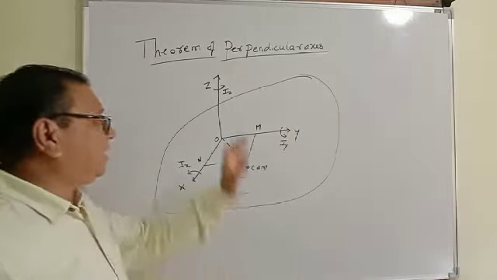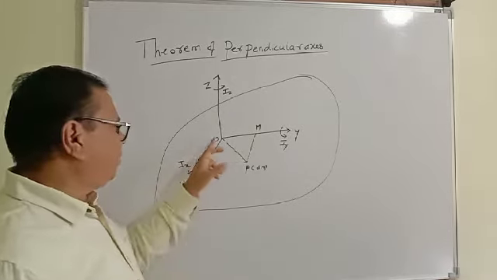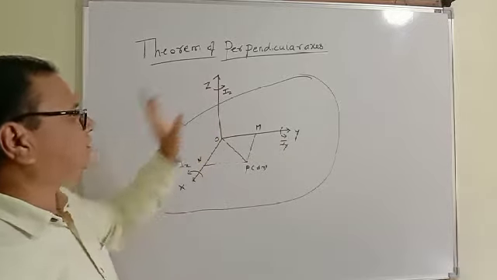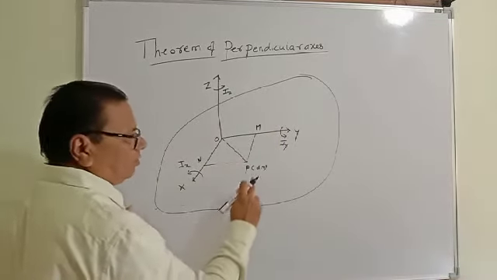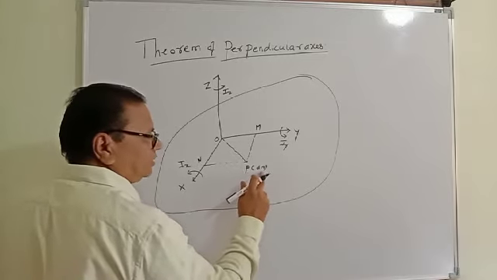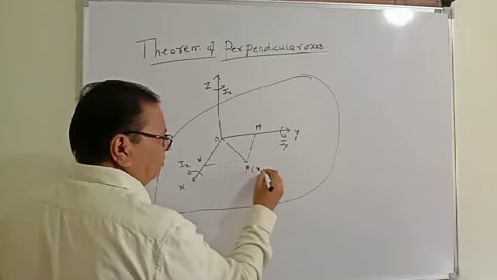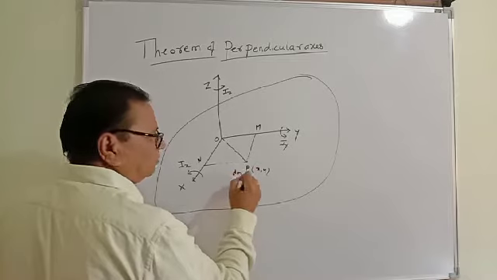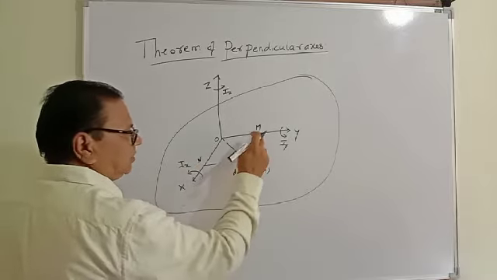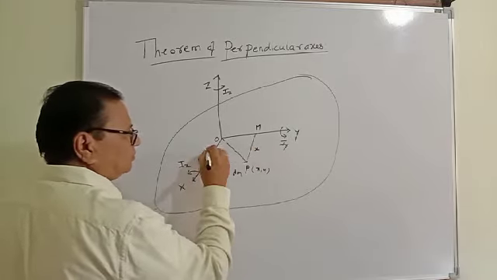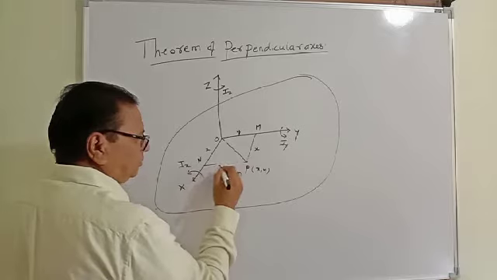Once again, I will repeat. Let Ix, Iy, Iz be the moment of inertia about the Ox axis, Oy axis, Oz axis. Let the body be divided into a large number of elements of equal masses. Consider an element of mass dm at a point P, having coordinates x and y. Then the distance from the x-axis, MP, is x, and the distance along the y-axis, OM, NP, is y.